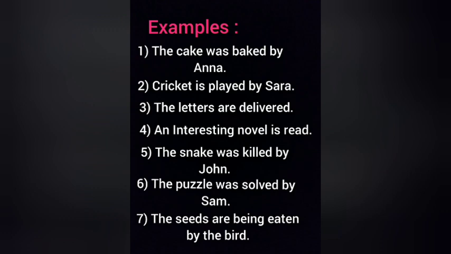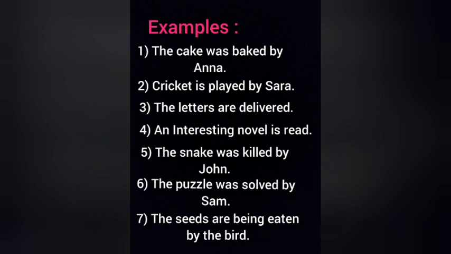Now the fifth one is the snake was killed by John. In active voice it is John killed the snake. This shows that whatever is done is acted upon the subject. Here the snake was killed by John. Then the sixth one is the puzzle was solved by Sam. Here also it shows that whatever is done is acted upon the subject. The puzzle was solved by Sam.